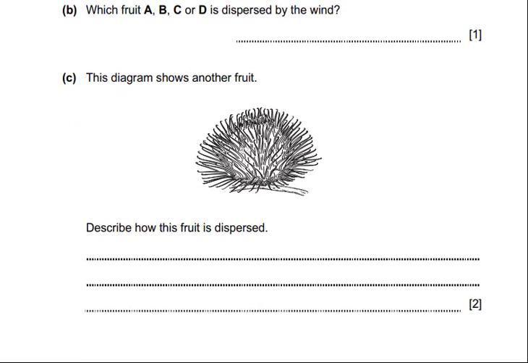Question C. This diagram shows another fruit. Describe how this fruit is dispersed. You have to give an explanation, you have to describe how this fruit is dispersed. We could say this type of fruit can be dispersed by animals because they can stick to animals. I'll repeat the answer. This type of fruit can be dispersed by animals because they can stick to animals.